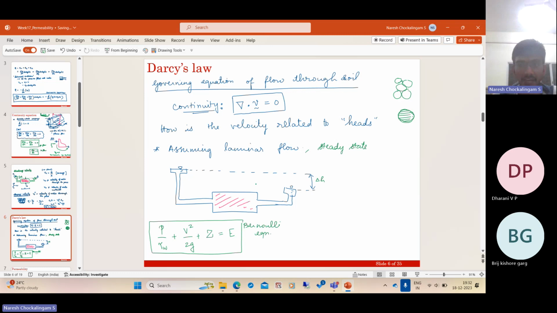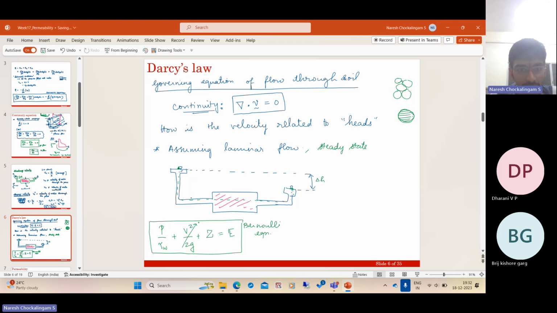Bernoulli equation for laminar, steady, inviscid flow along a streamline, right? So you can consider a streamline from here to here. You can consider a streamline from here to here. And as I said, because of the high friction, the velocity head can be neglected. The pressure head is given by the hydrostatic pressure. We are not supplying any pressure here. But this E is not a constant.